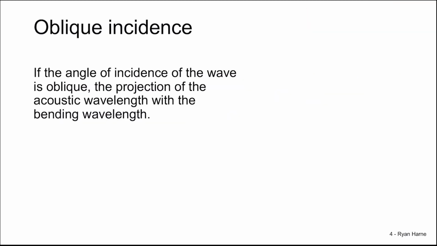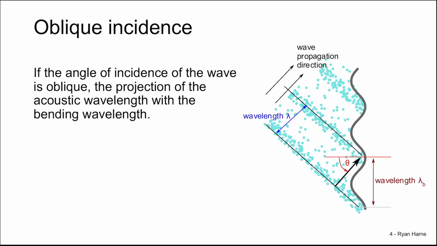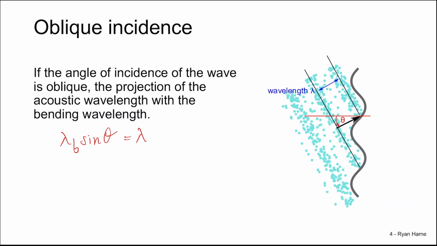If the acoustic wave arrives at an oblique angle of incidence to the panel, we then need to consider the projection between the acoustic and bending wavelengths. Consider then that the bending wavelength, lambda b, is the hypotenuse for a triangle where one side is the acoustic wavelength. So that means that lambda b times sine theta, where theta is the incident angle, must be equal to lambda. This is the case as shown here for this angle of incidence, and when the angle of incidence is less steep, we see that the acoustic wavelength is reduced.